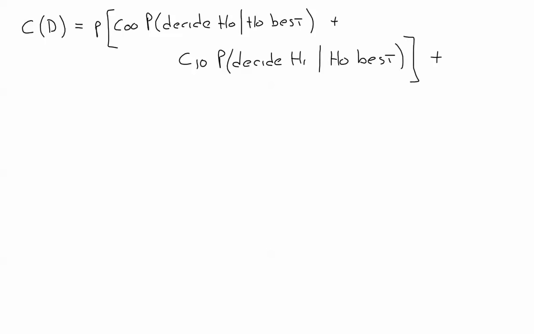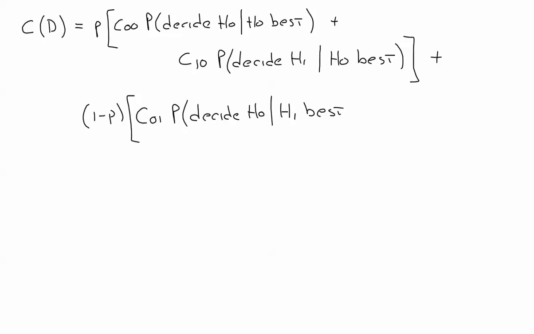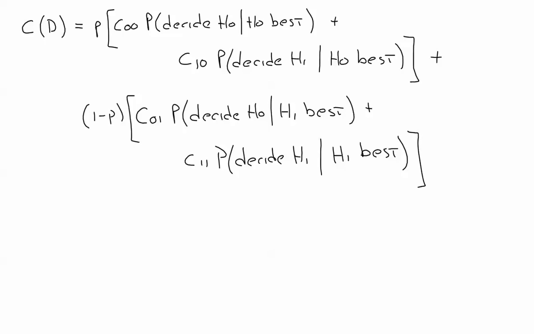Plus 1 minus P times C01 times the probability we decide H0, given that H1 is best, plus C11 times the probability that we decide to pursue alternative H1, given that H1 is actually the best. Okay?